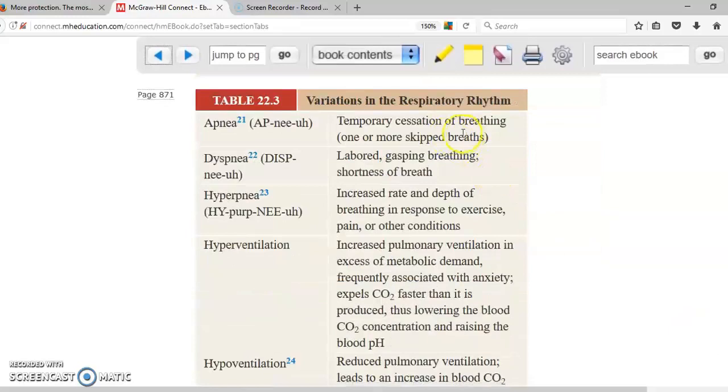There are variations in respiratory rhythm, obviously, because we are not constantly just resting. We are exercising, we are laughing. Because of this, there are going to be changes in ventilation.